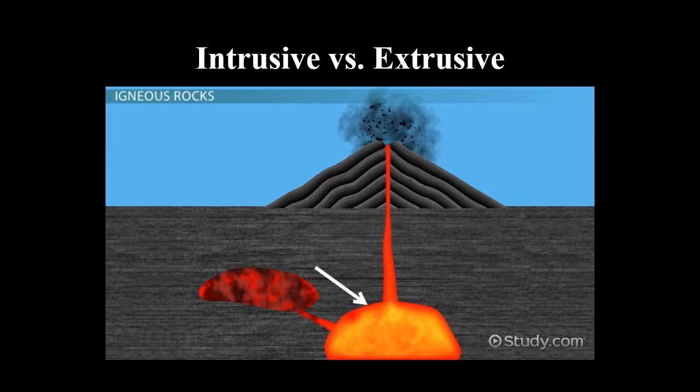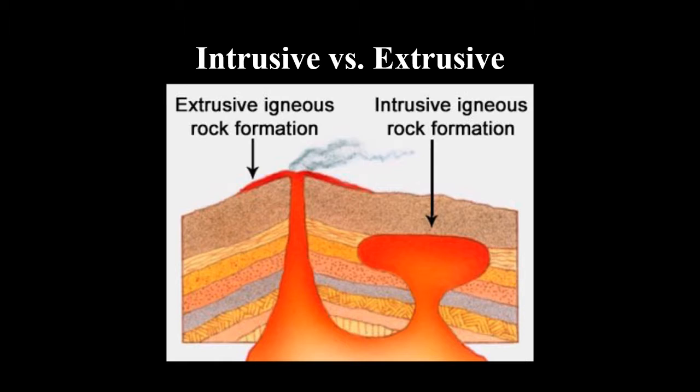So for first period, we just barely got to talk about what intrusive versus extrusive rocks are. So intrusive rocks, once again, are rocks that form down below. So right there, these are where the intrusive rocks are. They form below the ground. And extrusive rocks form out here, where lava flow comes down. Extrusive rocks are rocks that form on top, and intrusive rocks form on the bottom.